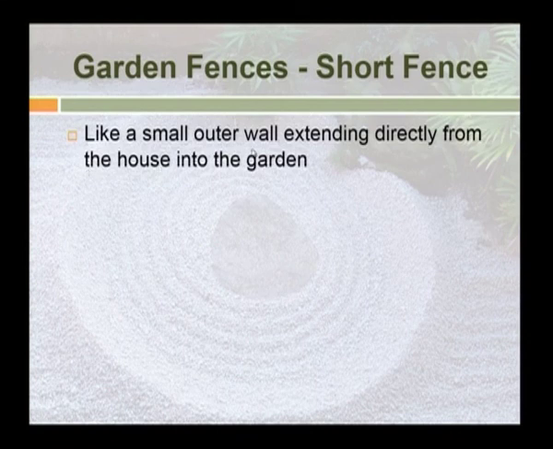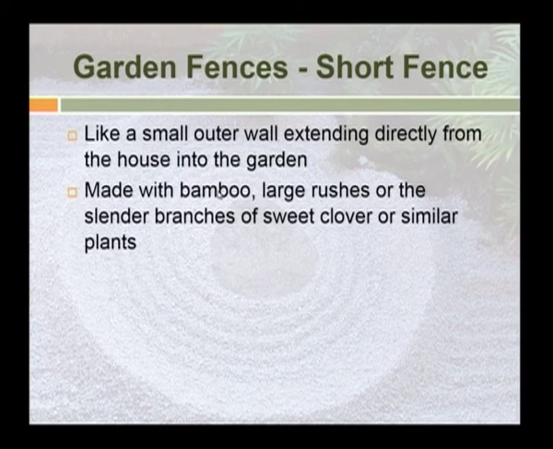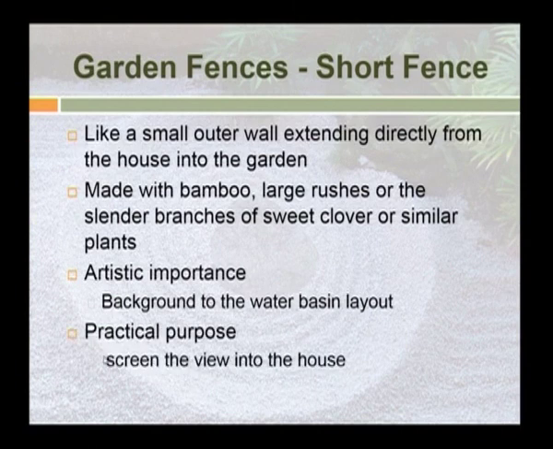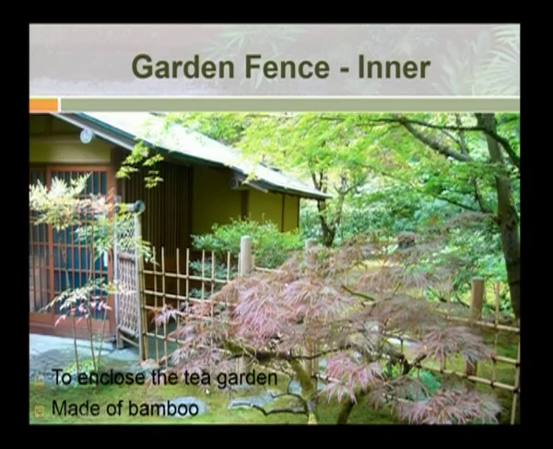A short fence is like a small outer wall extending directly from the house into the garden. They are made with bamboo or rushes or slender branches of clover and other similar plants. They have both artistic importance and practical purposes. They form a background to the water basin layout at times, and practically they screen the view into the house.